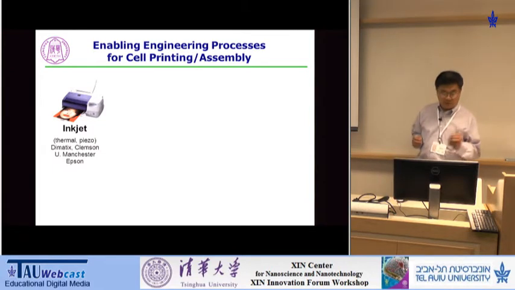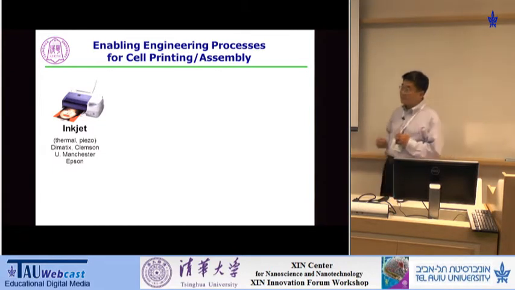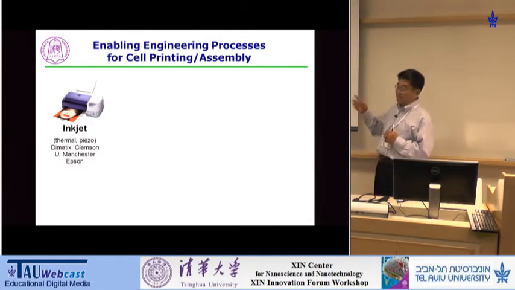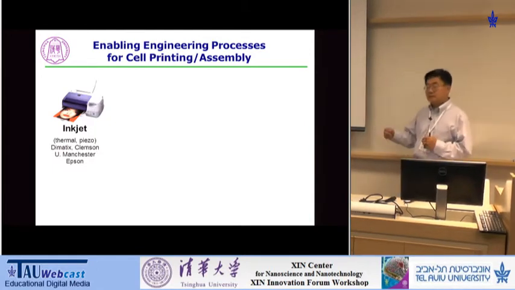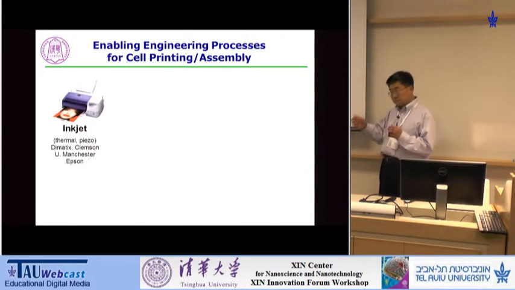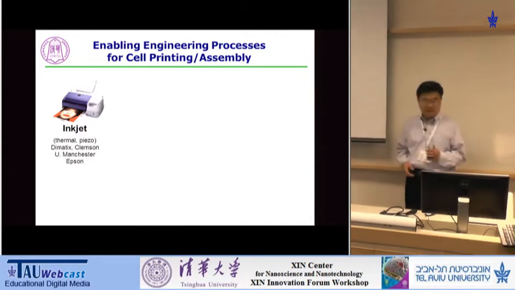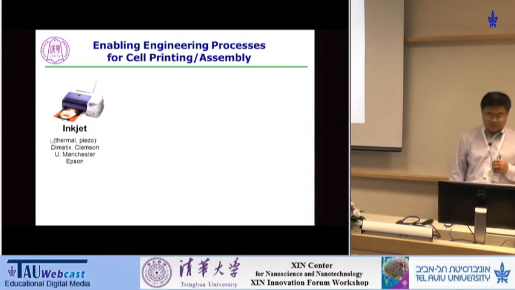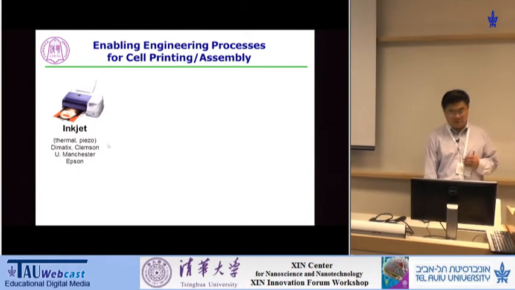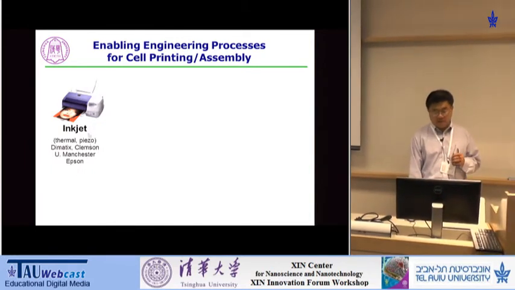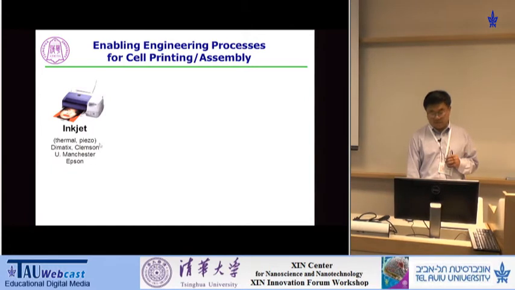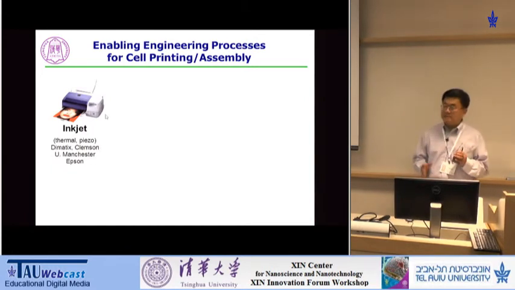The first group of cell printing was reported by Clemson University, and they used an HP printer. They took the cartridge out, put cells in, and called it bio-ink. Then they printed it. That's Professor Thomas Boland. Later on, some companies got involved. So this is based on inkjet.